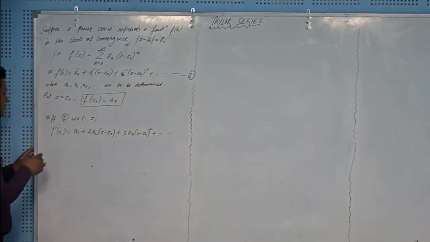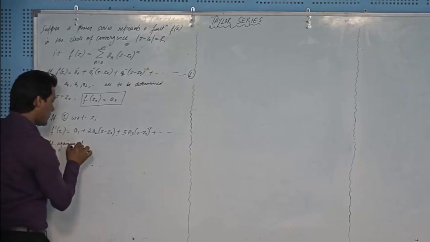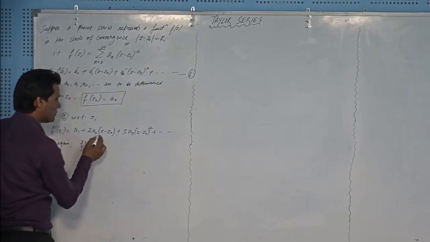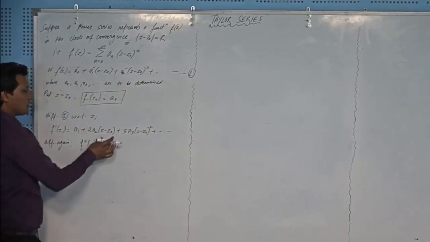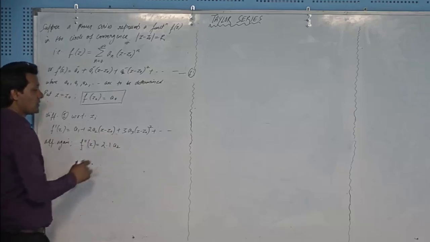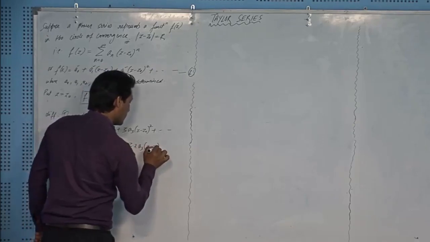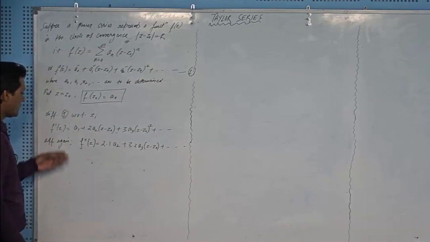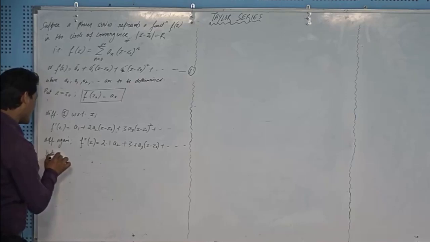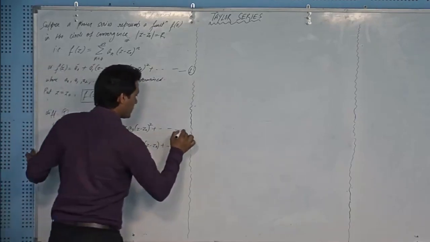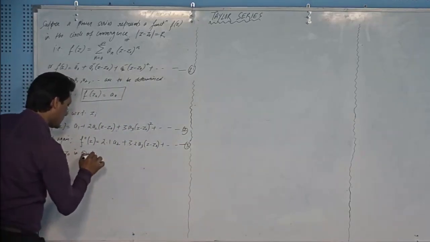Now differentiating it again, I will get f''(z) equal to, this will become 2 a2 or 2·1 a2, right? Because differentiation of (z − z0) will be 1, and this will give me 3 times 2 a3 (z − z0) plus so on, right? And you can differentiate it n times, obviously, and put z equal to z0 in the second and then the third.